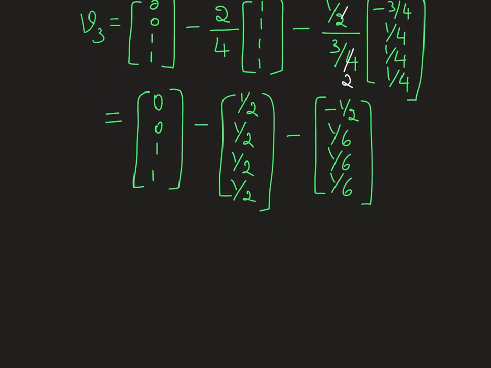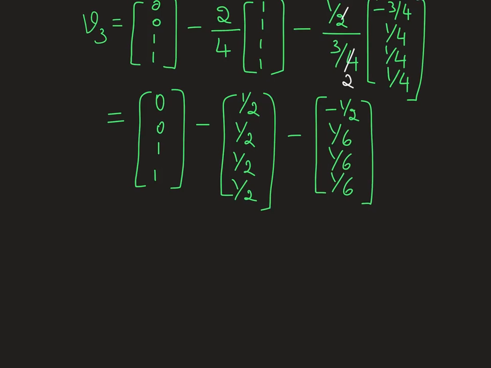So final simplification gives us 0 minus 1/2 plus 1/2, 0, then minus 2/3, 1/3, 1/3. So on simplification: 0 minus 1/2, minus into minus gives plus 1/2, 0; 0 minus 1/2 minus 1/6 gives us minus 2/3; 1 minus 1/2 minus 1/6 gives 1/3, and the last one is also 1/3.